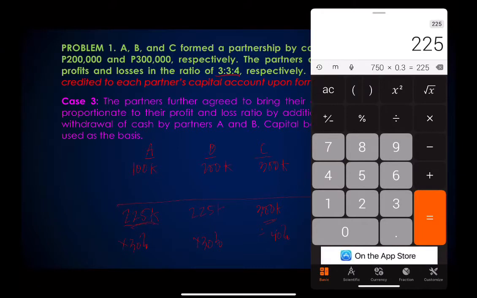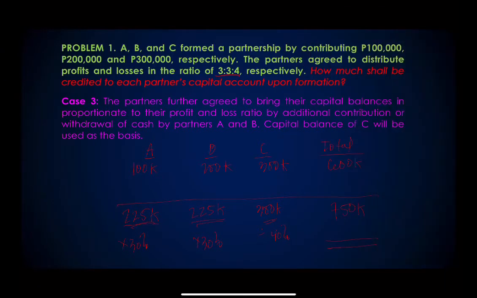Another 225,000. Okay, as you can see, partner A will contribute additional cash of 125,000, and then partner B will contribute another 25,000, but partner C will neither contribute nor withdraw any amount of cash because his capital balance is used as the basis. Now, the total partnership capital of course will be affected. Okay, and the difference is the total amount contributed by the additional contribution by the partners A and B. So that's it for problem 1.